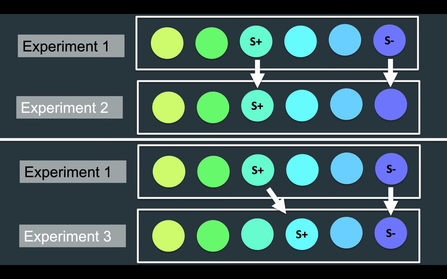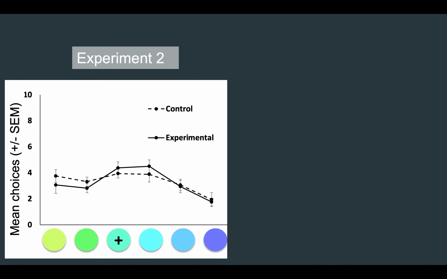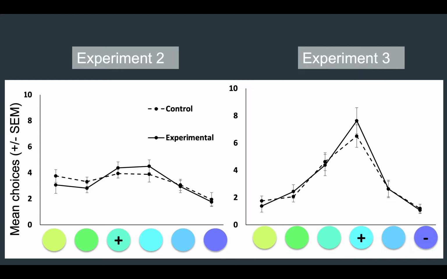So what did our data look like? Well, here's our experiment 2 data. Exactly as we expected, we see a really broad generalization curve around that S plus. There's no inhibitory curve, so we'd expect a lot of generalization. The most important piece of information is that we do not see peak shift, and we do not see a difference between our control and experimental groups.